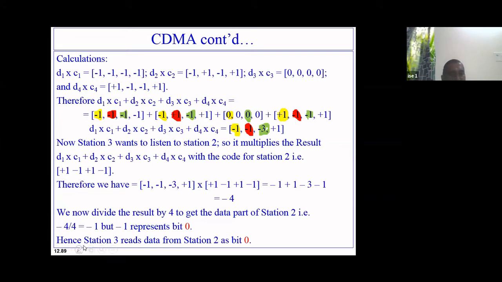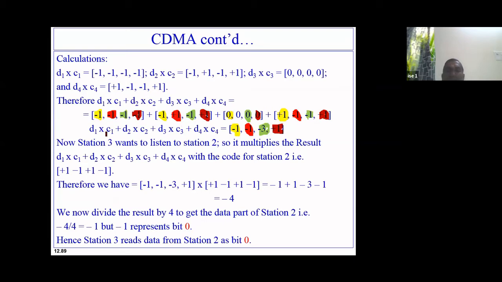Then finally, if I take this particular result, this is minus 1. Then plus 1, minus 1 plus 1 is 0, plus this is again 0, and plus 1. So I get a plus 1. So this is the value that is passing through the entire channel. This is the complex data.